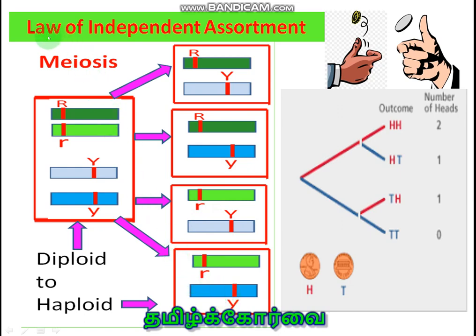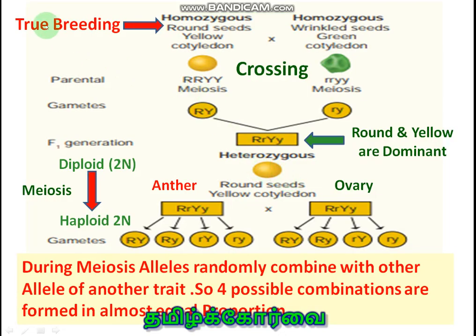So this is the reason why Mendel put forward the law of independent assortment. Inheritance of an allele is independent of another allele. So capital R need not always stay with capital Y. In 50% of gametes, it may also go with small y. And here the same thing.